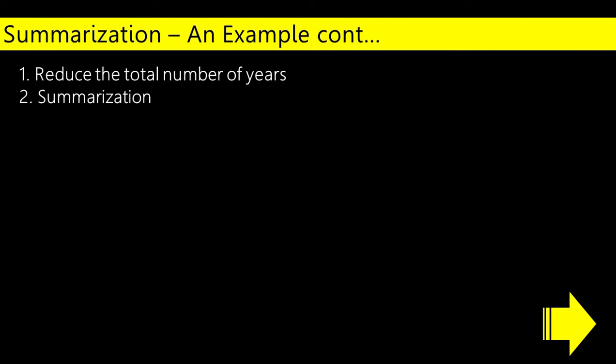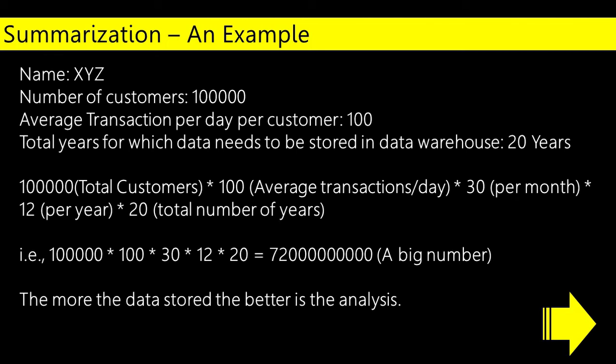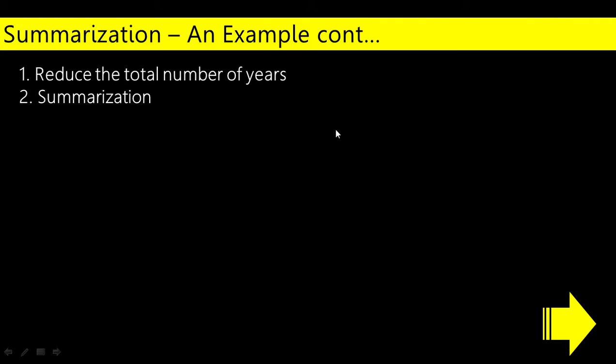The second option is summarization. Summarization of the total transactions, that is 100 in this case, which are the average transactions done per customer per day. Based on the analysis to be done in the future, it looks like a better option. Now how can the summarization be done?